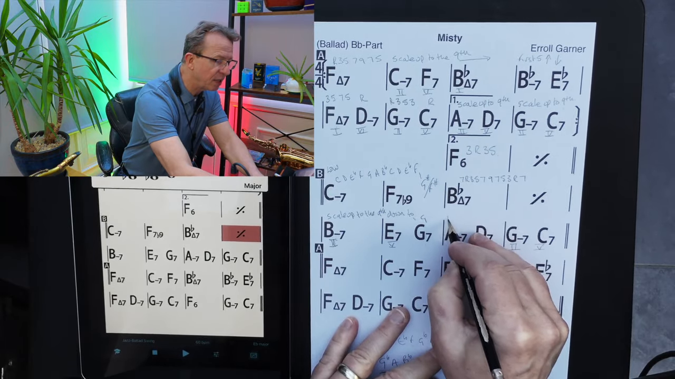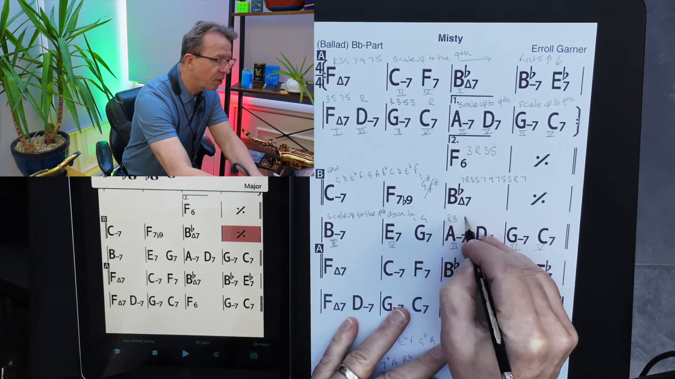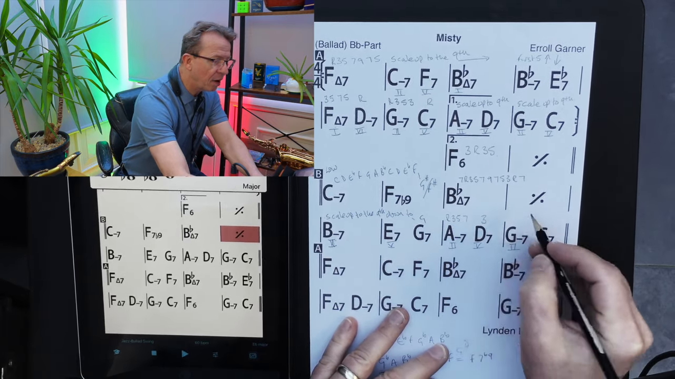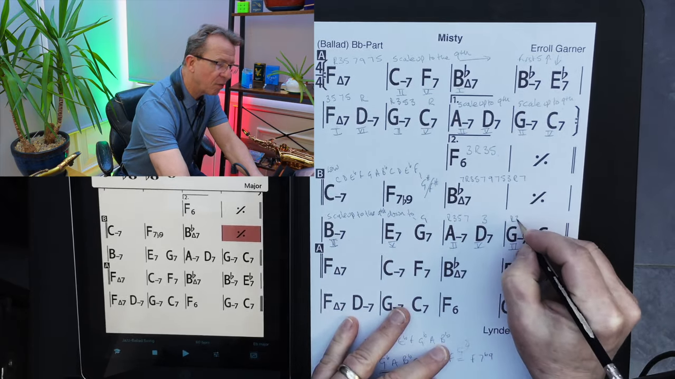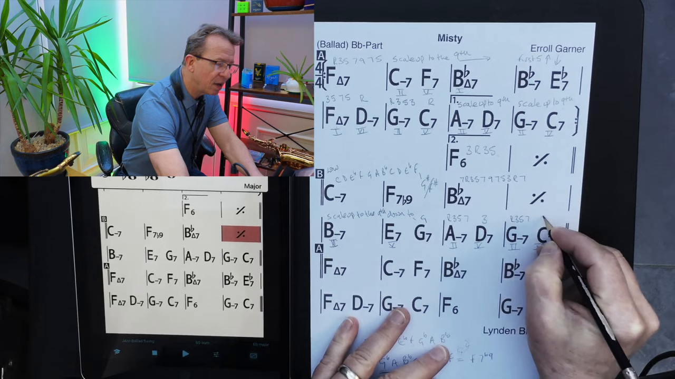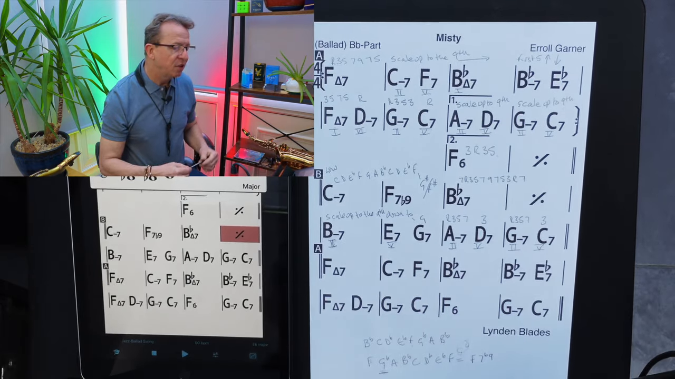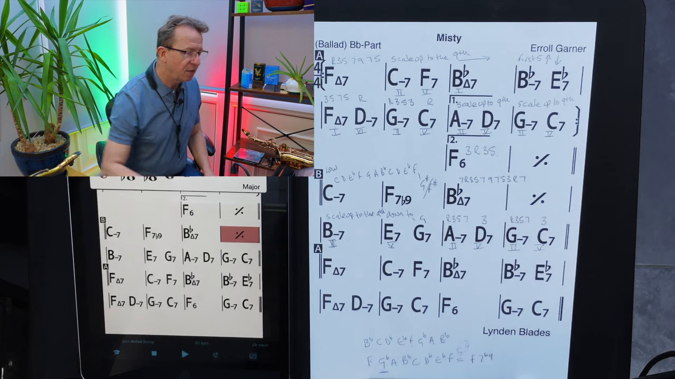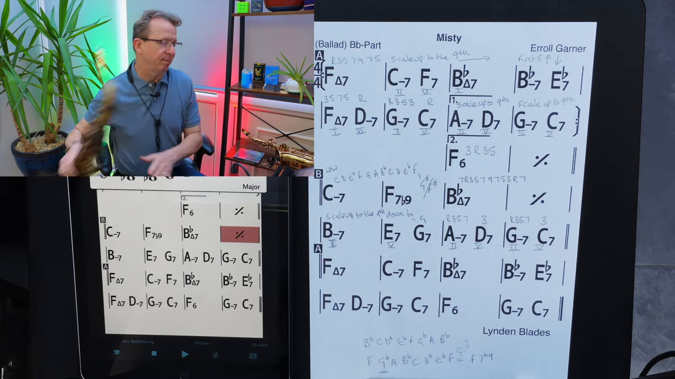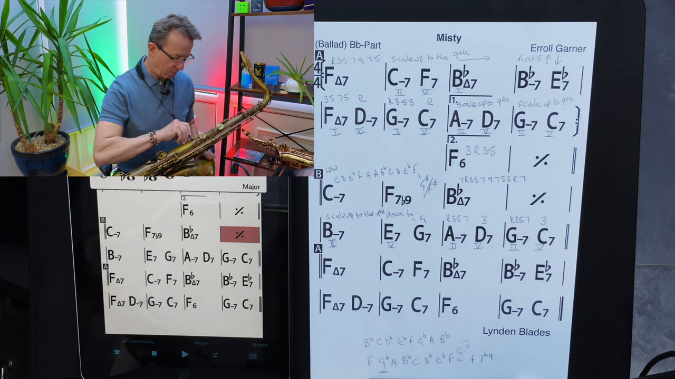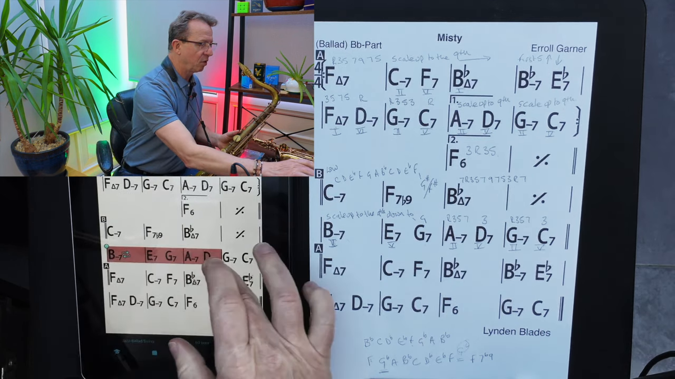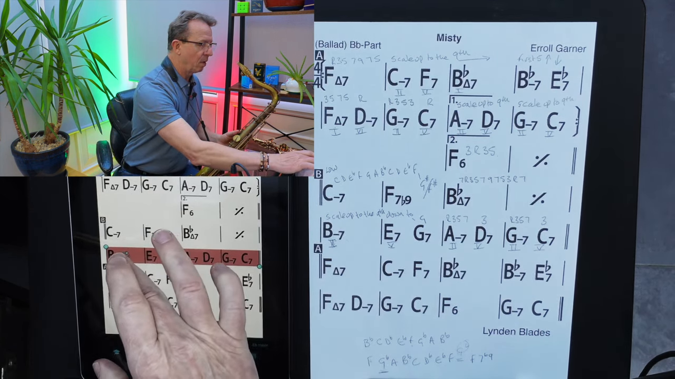Well, completely different, actually. I'm going to play root, 3, 5, 7, and 3. And then I'm going to repeat that pattern over here. Root, 3, 5, 7, and 3. So let's try out these ideas over this and see what it sounds like. I know that it's going to sound gorgeous because I'm hitting the scales and the chord tones. Right, so here we go.